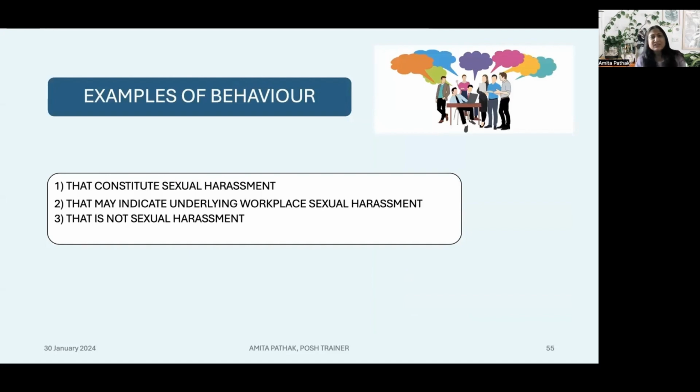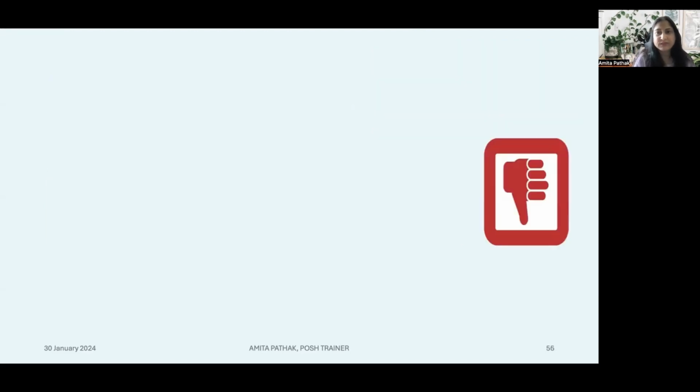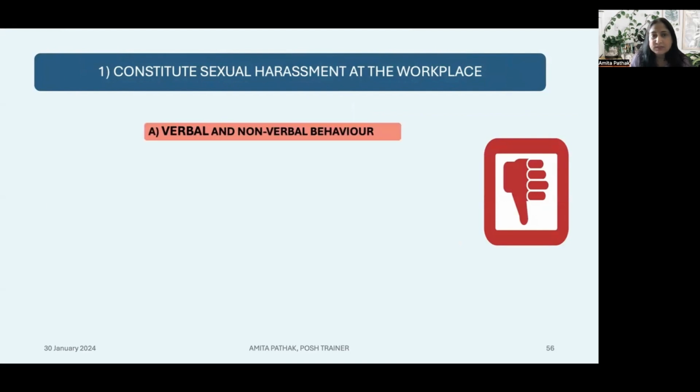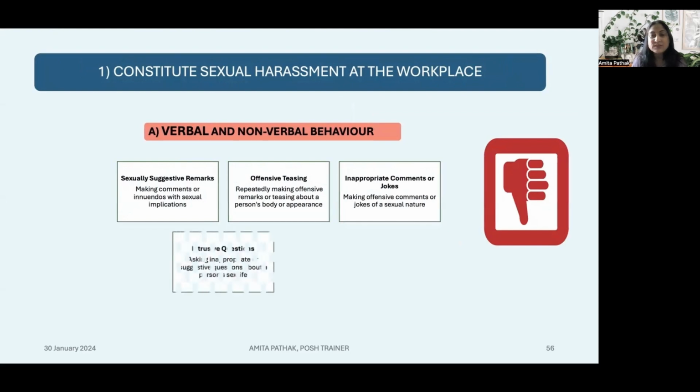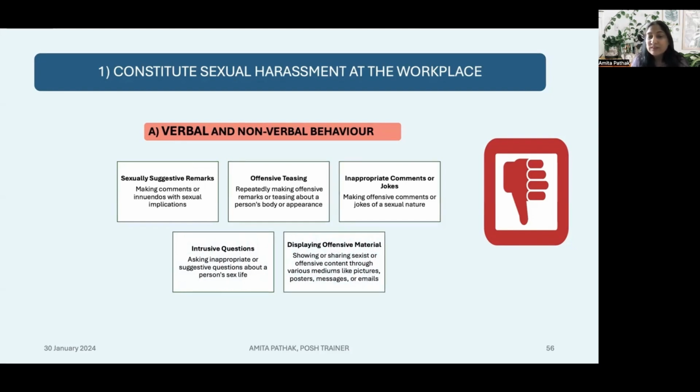Examples of behavior. Let us understand the different examples of behavior that constitute sexual harassment. We will understand the behavior that may indicate underlying workplace sexual harassment and that which is not sexual harassment. So we will understand these 3 types of behavior. One that constitutes sexual harassment at the workplace: verbal and non-verbal behavior, like sexually suggestive remarks, making comments and innuendos with sexual implications, offensive comments on someone's body or appearance, inappropriate comments or jokes, asking intrusive questions about someone's personal sex life, and displaying offensive material to someone through various mediums like pictures, posters, messages. So this is the verbal and non-verbal behavior of sexual harassment.